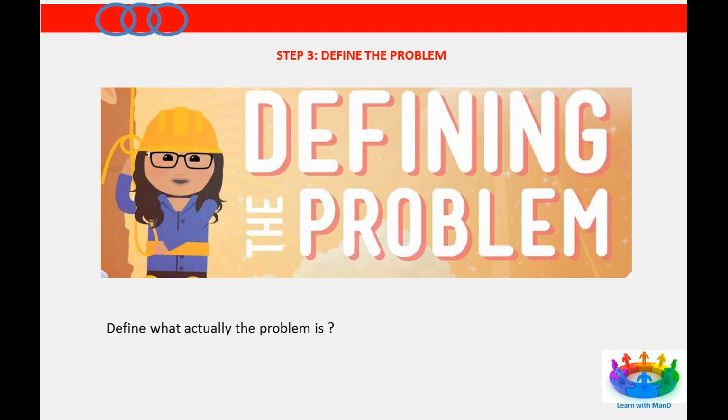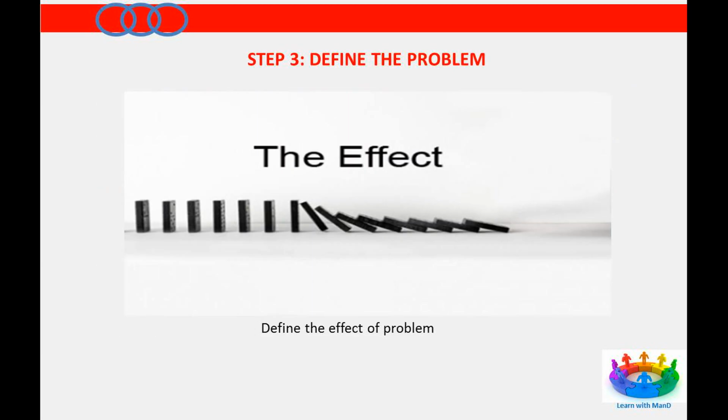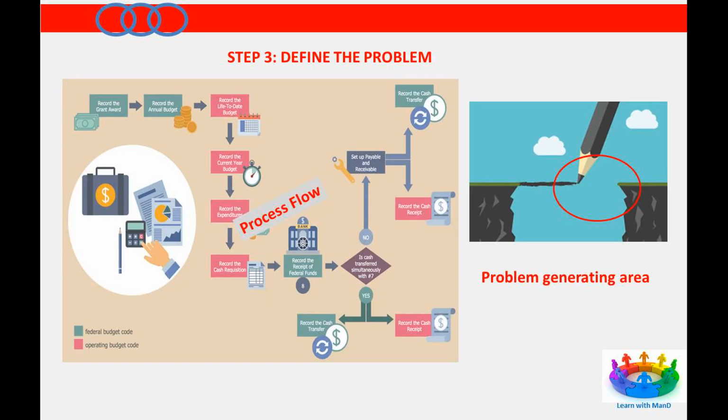Our next step is third step, define the problem. In this step we define the problem, we give the details of what actually the problem is, and in this step we also check the effect of the problem, effect on the company, effect on the customer, how this is affecting our business. So note down all the effects so that after completion of the project you can compare your data and show management how your project is effective for the company. Check a problem generating area. We can make a process flow and check which is the problem generating area.